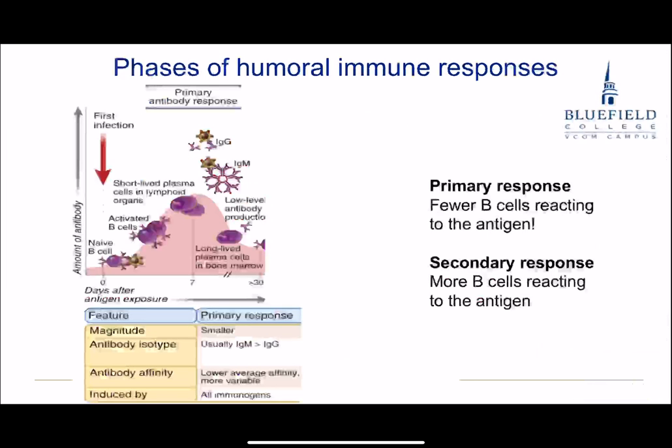Okay, so this is kind of putting that all together. The IgM bump is kind of about the same, no matter how many times you get exposed to the antigen, but it's the IgG response that is much more dramatic with subsequent exposures to the antigen because of those memory cells.